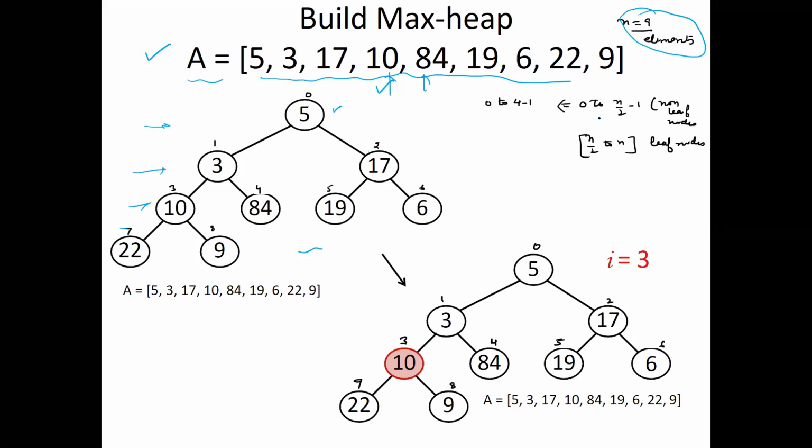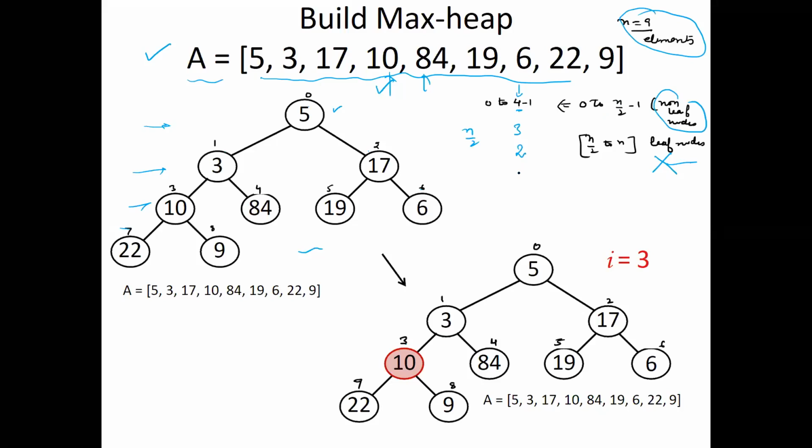You will have to apply the max heapify function from 0 to n by 2 minus 1, because these are non-leaf nodes, and the rest are leaf nodes. We won't be applying max heapify on leaf nodes. So you start from n by 2, that is 9 by 2, that is 4.5, truncating the decimal part, so 4, minus 1, that means from the third index.